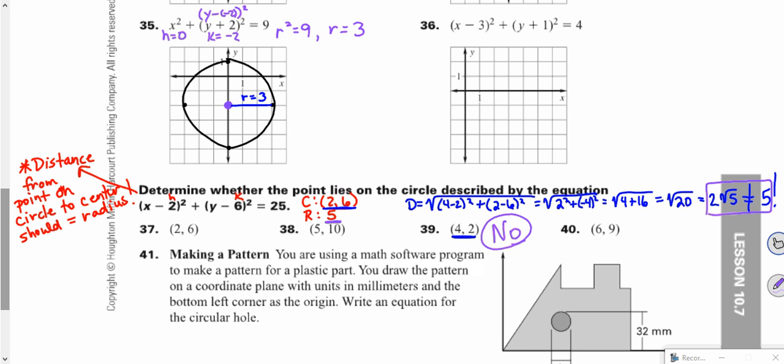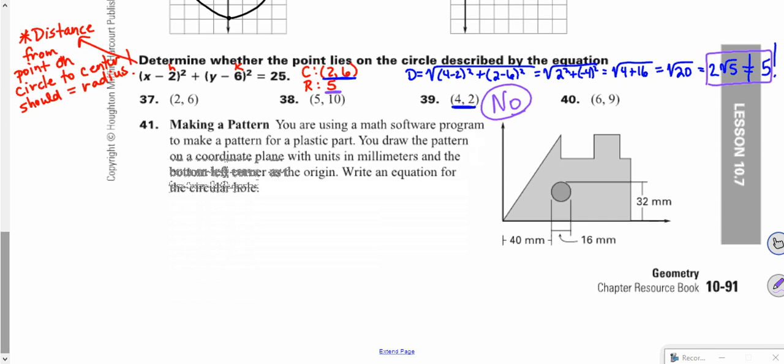All right, number 41, I'm just going to kind of give you a hint. 41 says you're using a math software program to make a pattern for a plastic part. You draw the pattern on a coordinate plane with units in millimeters, and the bottom left corner is the origin. So this right here is (0, 0). That's what they're talking about. Write an equation for the circular hole. Now remember, in order to write an equation for a circle, you need center and radius.